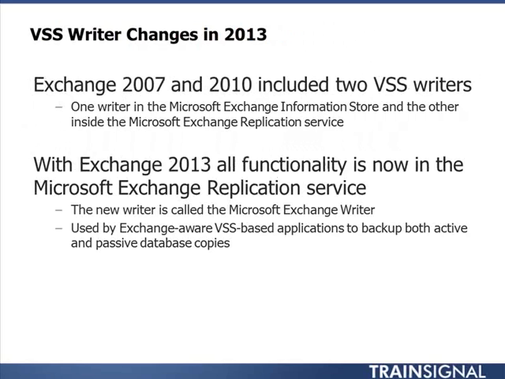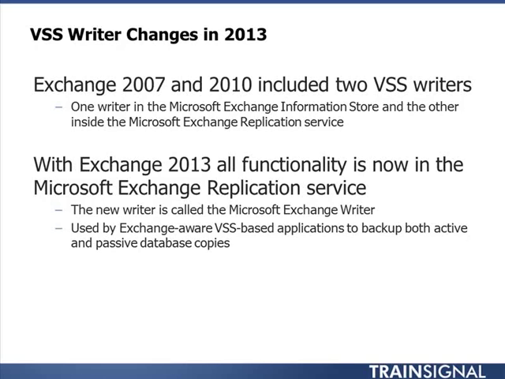Exchange 2007 and 2010 included two VSS writers. So these writers are essential in order to actually get the backup of the Exchange data. With 2007 and 2010, one writer was in the Microsoft Exchange Information Store, and the other was in the Microsoft Exchange Replication Service. So one of the VSS writer changes in 2013 is that now all of the functionality is within the Microsoft Exchange Replication Service.